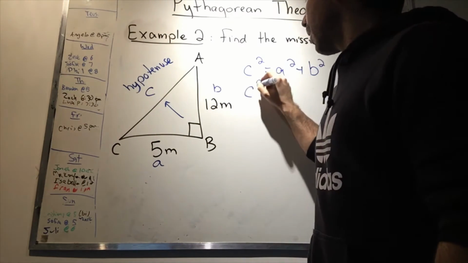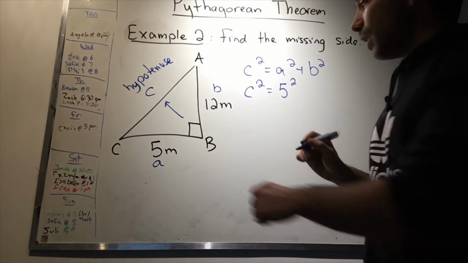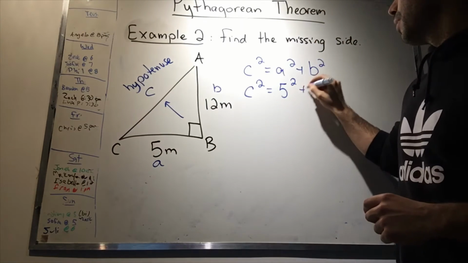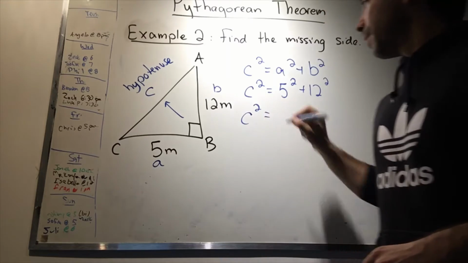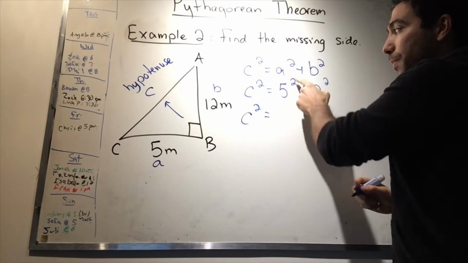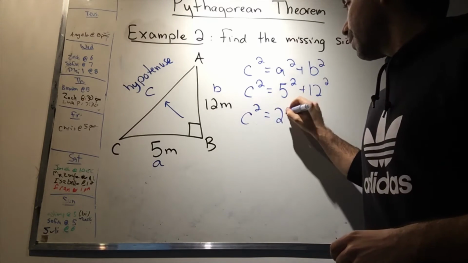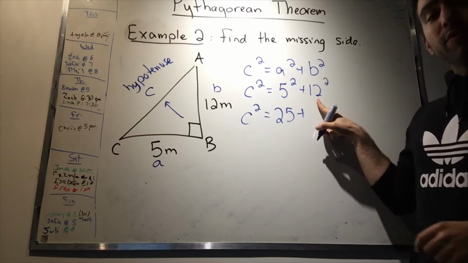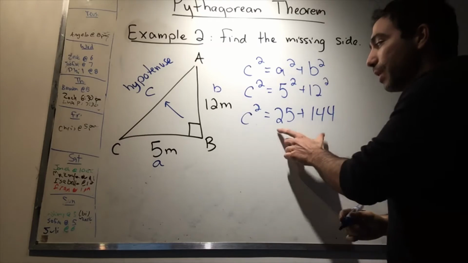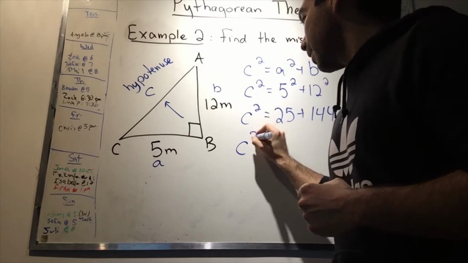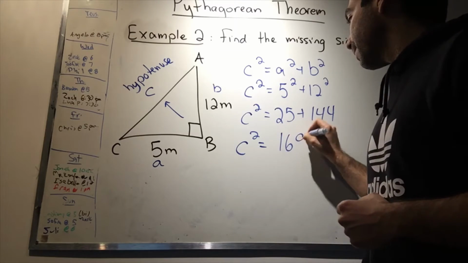So we're looking for c squared. We know our a is 5, so we'll put 5 squared. And we know our b is 12, so we'll do plus 12 squared. Okay, so c squared equals, we do our exponents first, so you have to figure out what's 5 squared. You use your calculator, you get 25, plus, now what's 12 squared? Use your calculator, you get 144. And now we're ready to add. So we get c squared equals 25 plus 144, and that gives us 169.